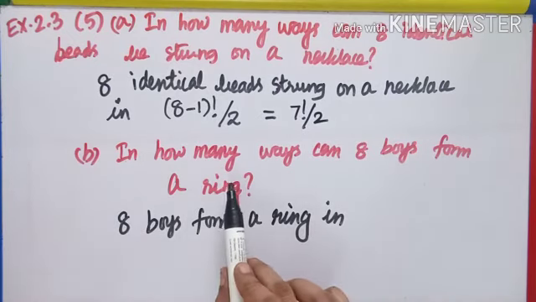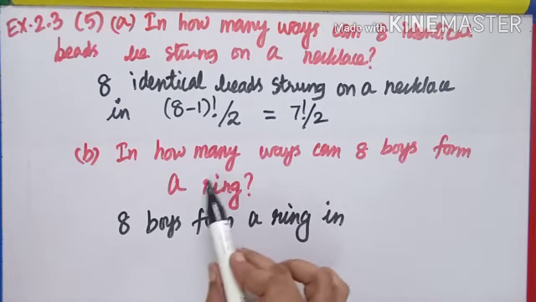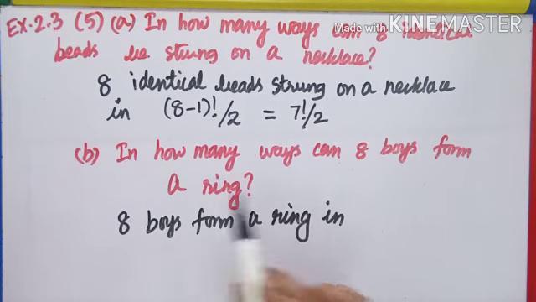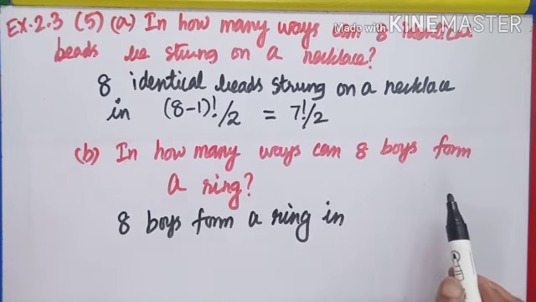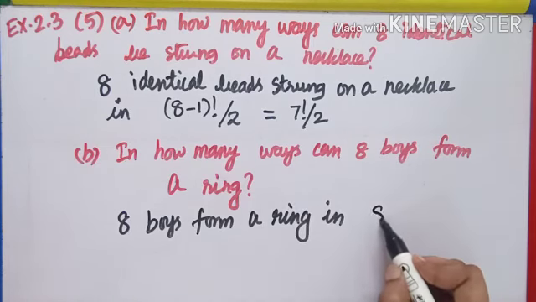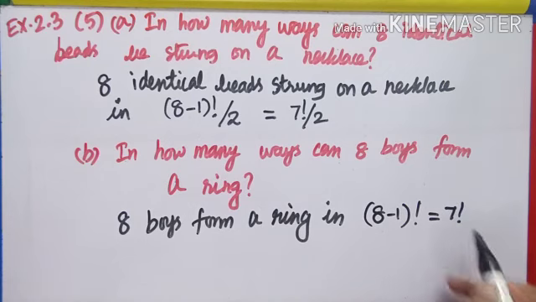Second question. In how many ways can 8 boys form a ring? A ring is also a circle. Circular arrangement, but boys are different. So different things in a circle. The formula is 8 minus 1 factorial, or I will say 7 factorial.